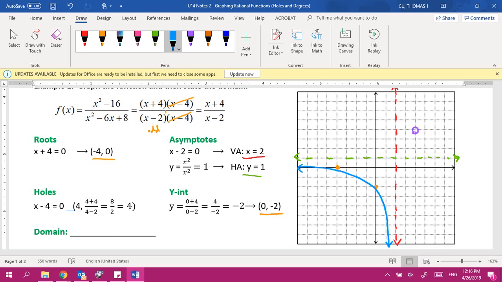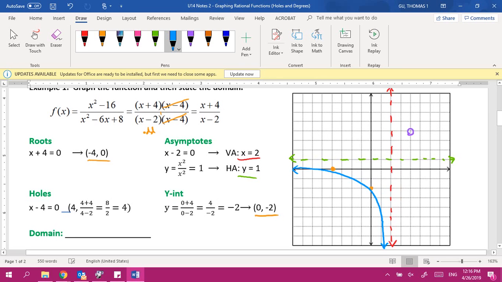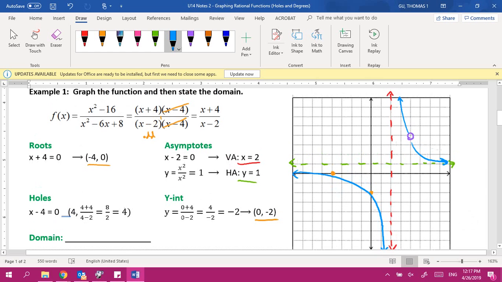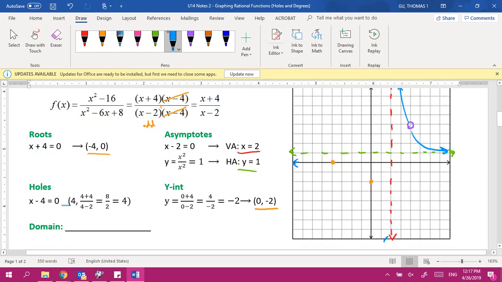But now here's the thing. You have to make sure that your branch goes through the gap. Like this. Make sure you don't actually touch the horizontal asymptote, but that's what it looks like. Because every point on that curve is an actual point except for that one gap. That's just one missing spot at 4, 4.